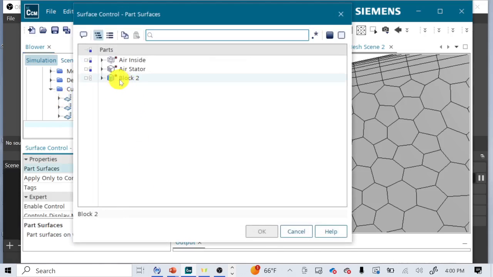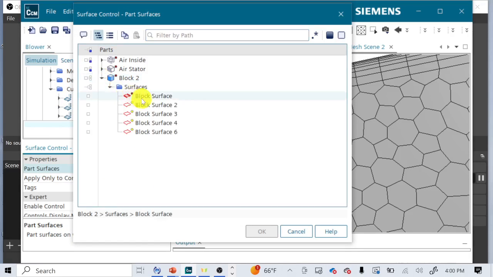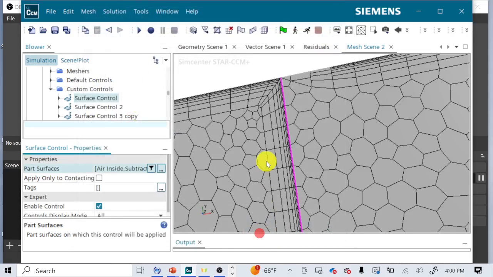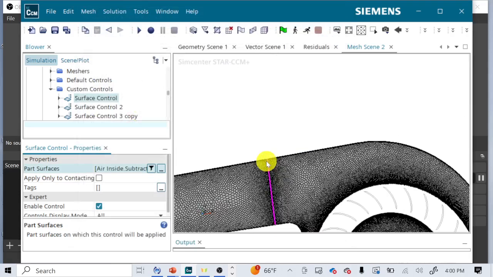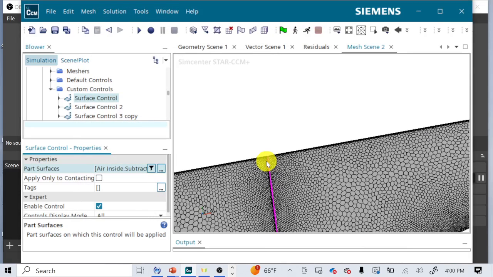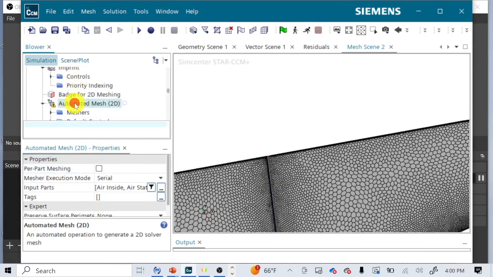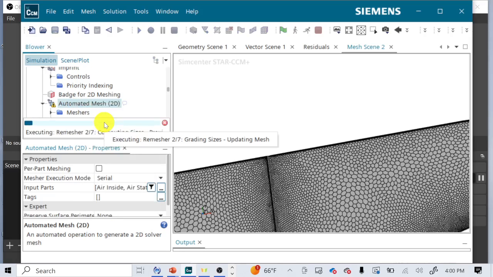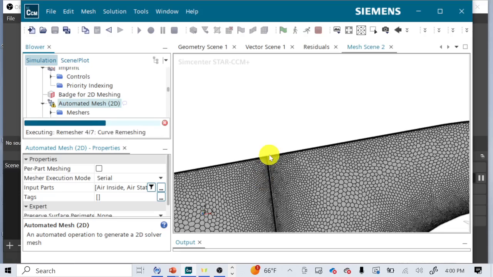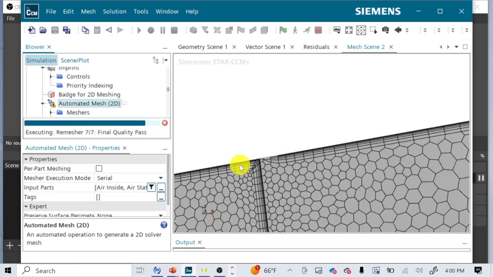So let's just go ahead and add, what was it, surfaces 6 and 3, I think, for our inlet and outlet. Yep, 6 and 3. And we'll just ask it to remesh this really fast, and it theoretically shouldn't take very long. Let's see what this looks like.